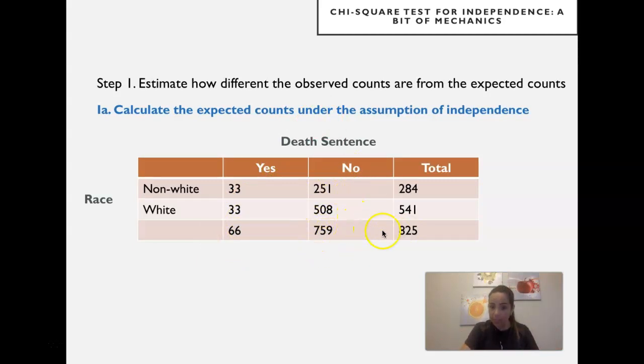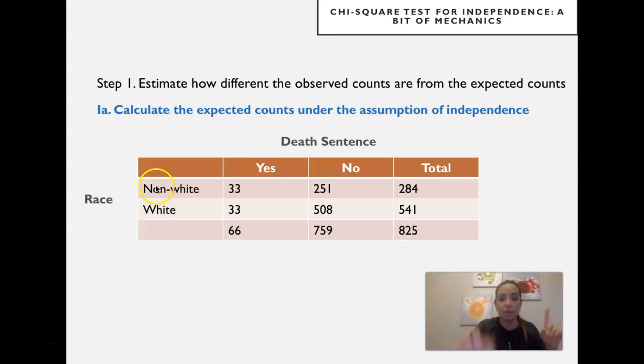759 of those cases did not get the death sentence. Of those individuals, 825, 284 were non-white, and 541 were white. Okay, so given this data, can I compute the probability, under the assumption of independence, of being non-white and getting the death sentence?